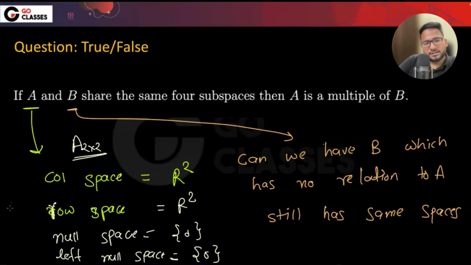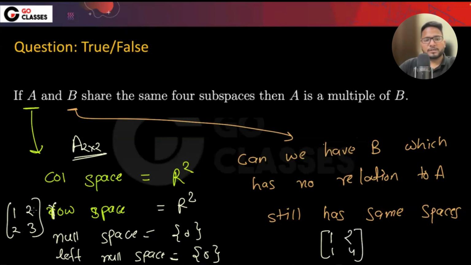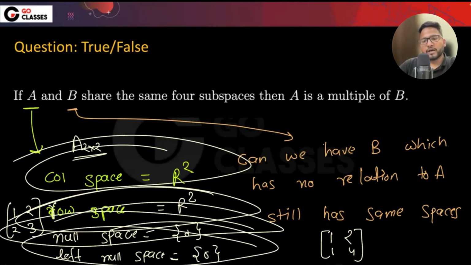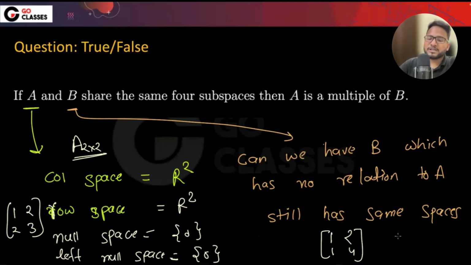You can have anything. For example, it is 1 2, let's suppose 2 3. It could be anything. It could be, let's suppose, 1 1 2 4. Is this a multiple of this? I don't think so, right? So this is any B which is just invertible. If it is invertible, then obviously the rank is 2. If the rank is 2, then the column space is R2, row space is R2, null space is 0, left null space is 0. It shares all the same spaces, but they are not related to each other.